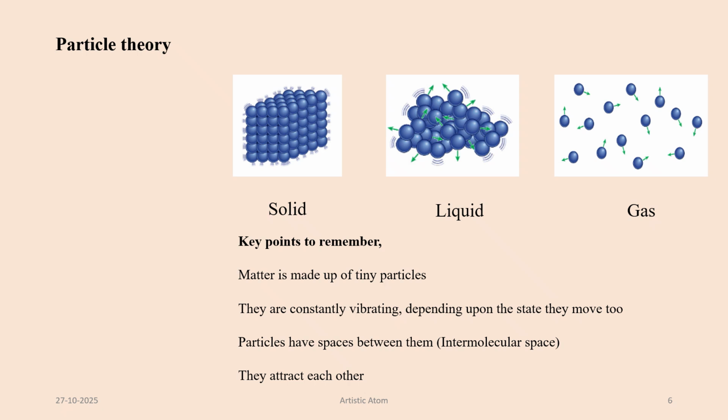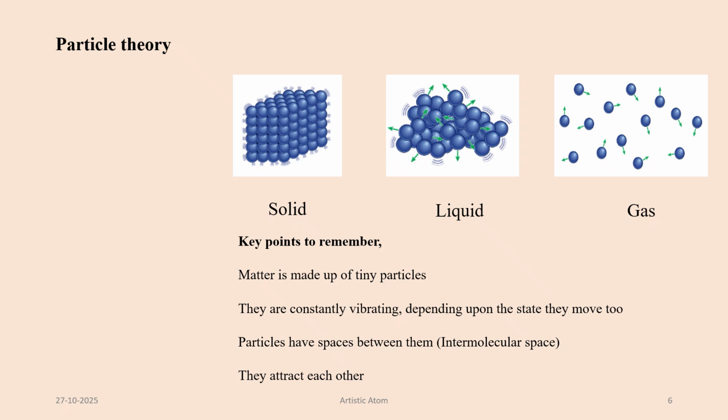So, the key points that you should remember in particle theory are, first, whenever you are showing the molecules inside the solid, liquid, and gases, make sure to either use spheres or circles. So these spheres and circles are nothing but the particles inside that particular state. So matter is always made up of tiny particles, which we will represent using a circle or a sphere.